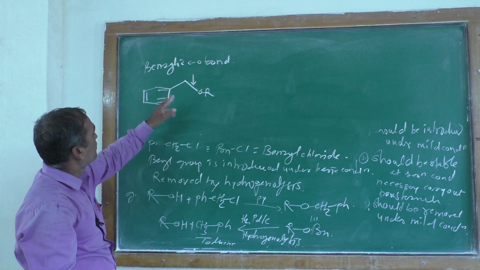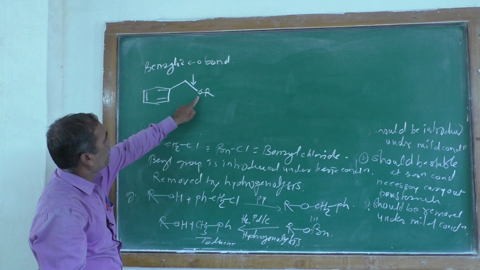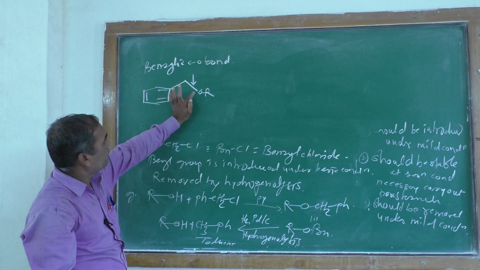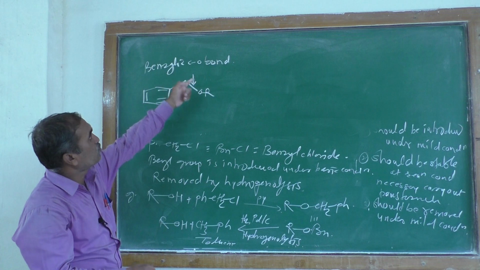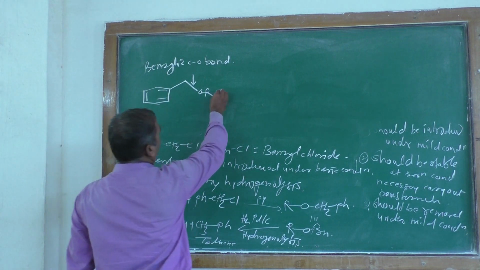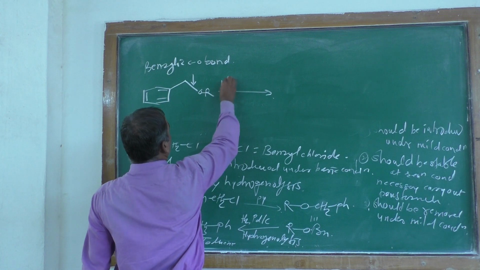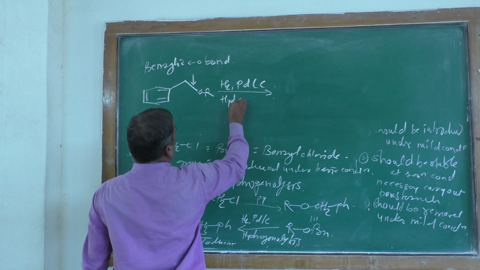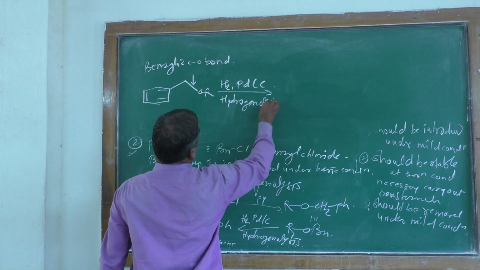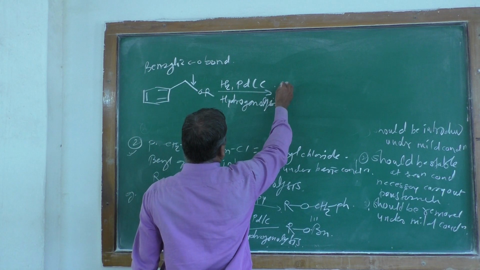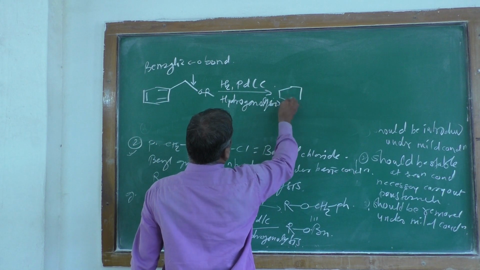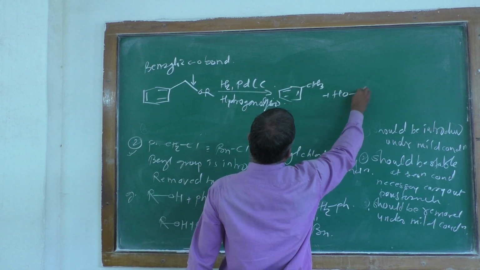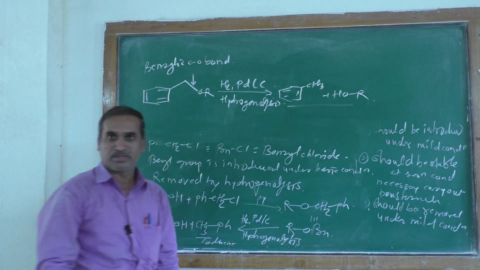This bond is going to break only. It does not break the bond between this oxygen and this carbon atom. Only this carbon and this oxygen, the benzylic C-O bond, get cleaved by this process, H2, then palladium in presence of charcoal. This is known as the hydrogenolysis process, and the product we are going to get is toluene, CH3Ph, plus HOR. This is an alcohol. This is the product we are going to get in this case.